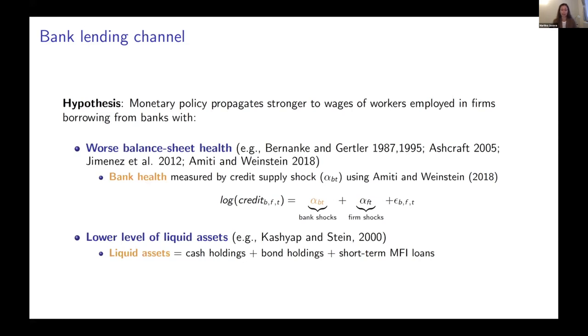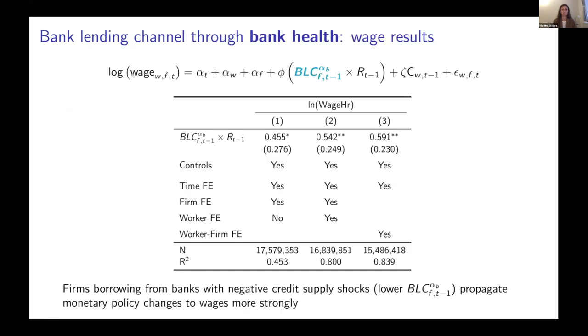Now, what we do here is, again, a very similar approach to the firm borrowing channel you've just seen. So we first run the loan level regressions, then we aggregate these results on the firm level, and then we finally take this coefficient and we run it on our wage regressions. For the sake of time, I'm only showing you the final stage where we go back to our wage regressions and we're using this heterogeneity that we retrieve from the credit level data.